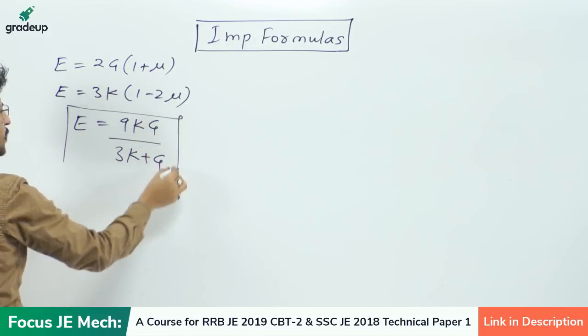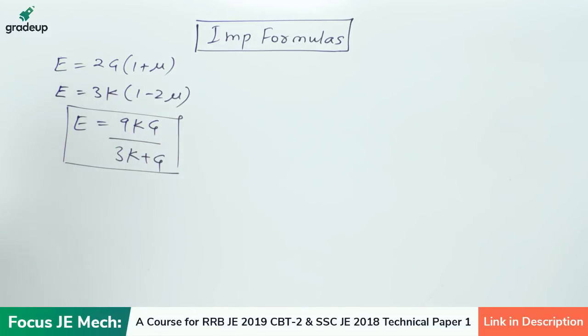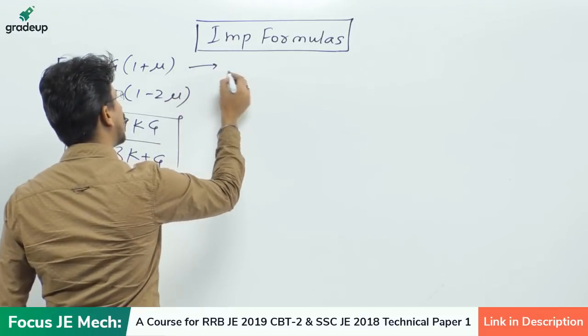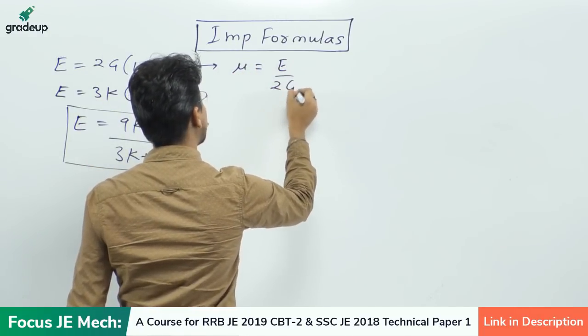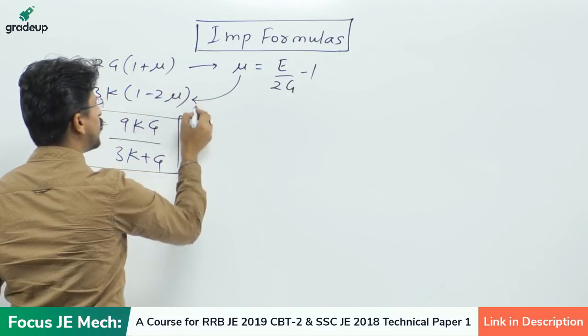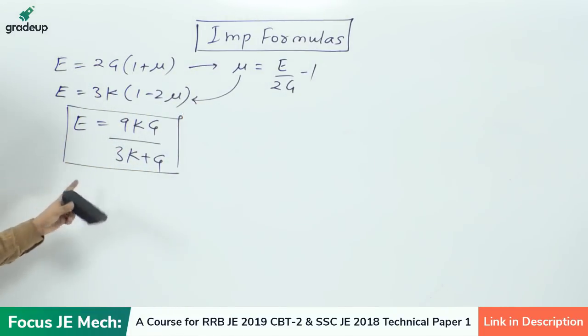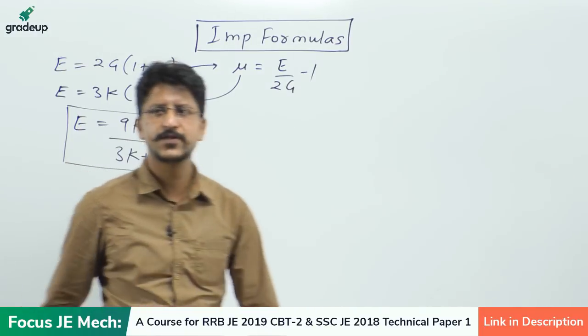Either you can remember this formula directly, or from here you can find out the value of mu. What will be the value of mu? E over 2G minus 1, and substitute this value of mu here, you will get this value. That is E equal to 9KG over 3K plus G. Clear? Is this formula clear?